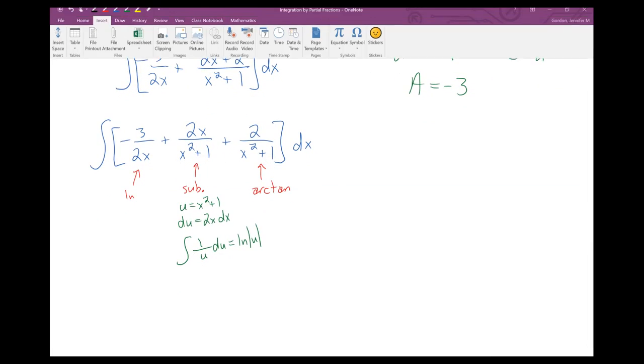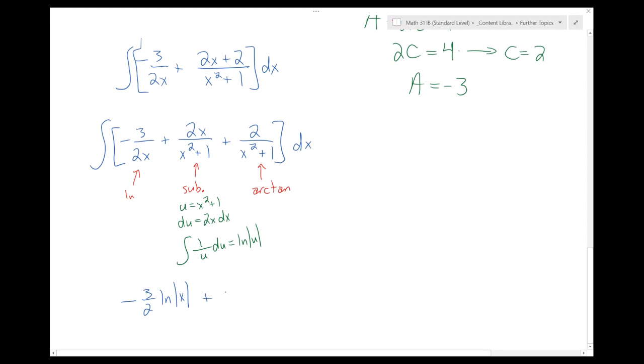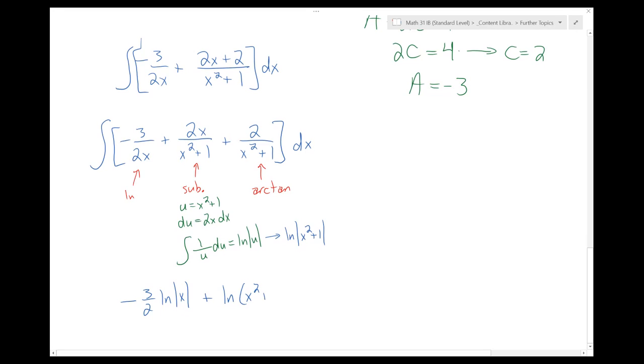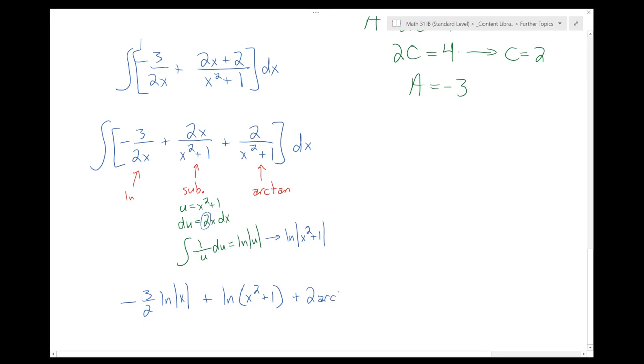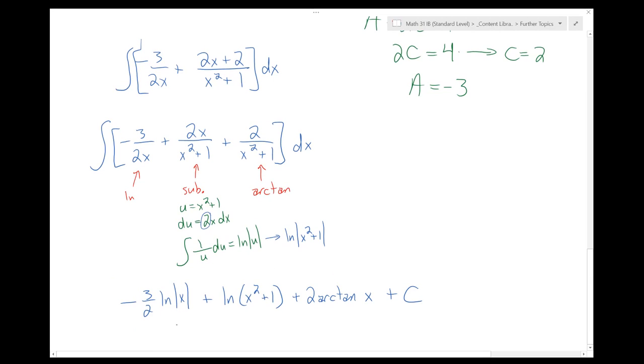So what I end up with in my first fraction is negative 3 over 2 times the natural log of the absolute value of x, plus the natural log of x squared plus 1, but x squared plus 1 is always positive, so I don't need the absolute value signs there. Notice that that 2 is no longer a coefficient because the 2 was required. It was part of my substitution. And then plus 2 times the arctan of x. And then finally, I can add my constant.